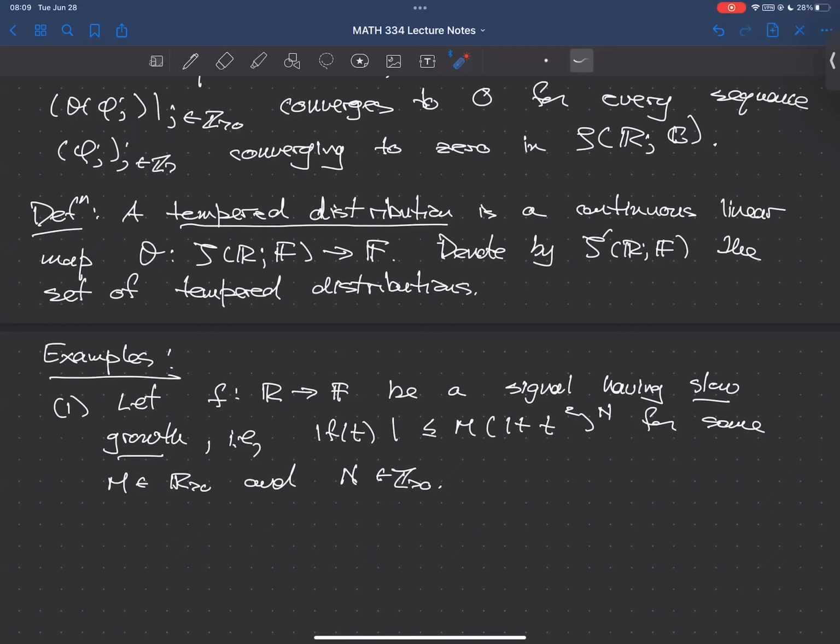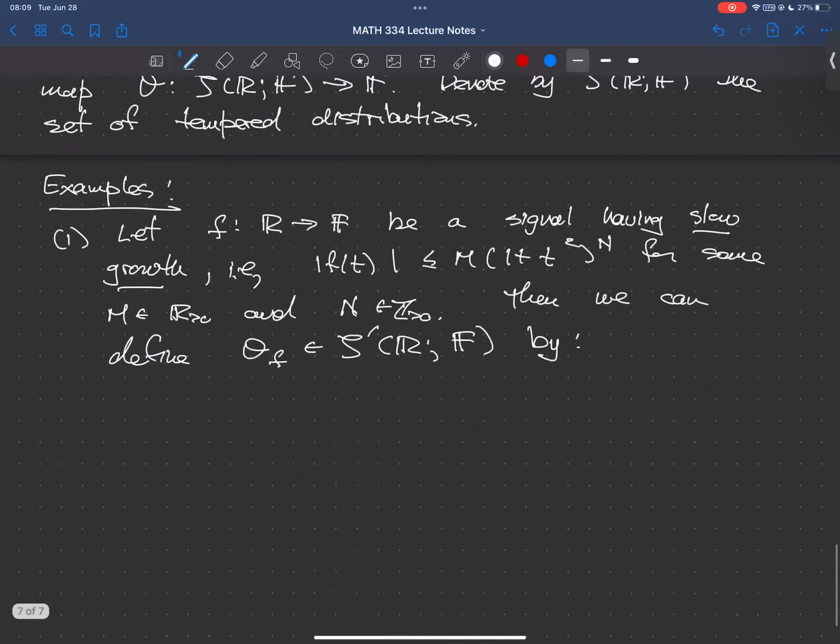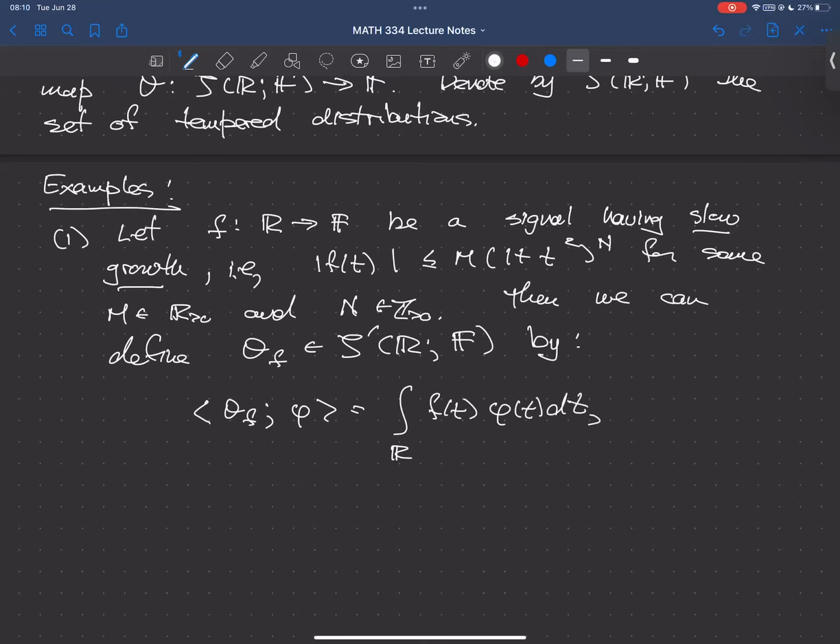Okay, so then we can define theta f in S prime by theta f phi is the integral of f(t) phi(t) dt for all phis in S. Okay, so roughly speaking, you should do some estimates and stuff here, and this thing should be measurable, I guess.